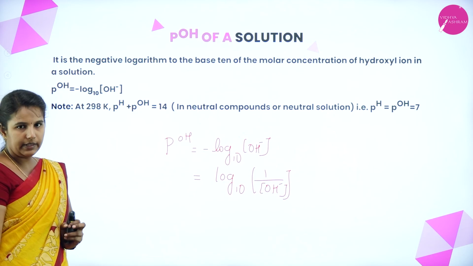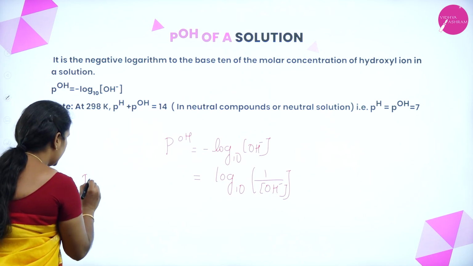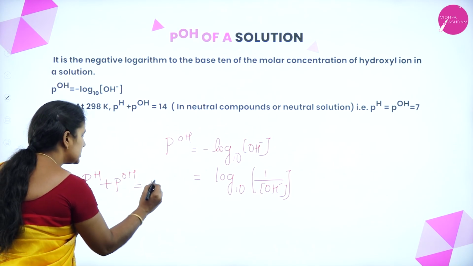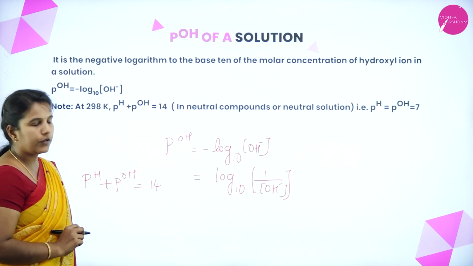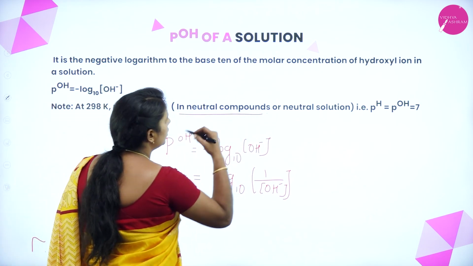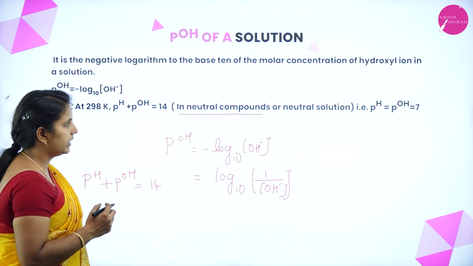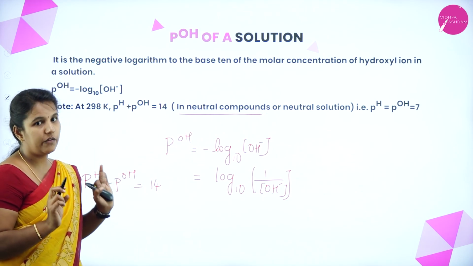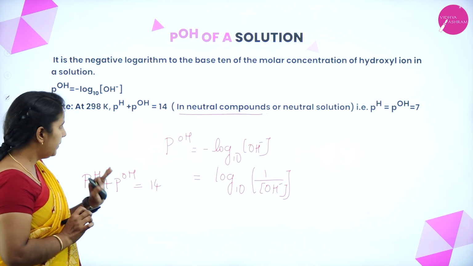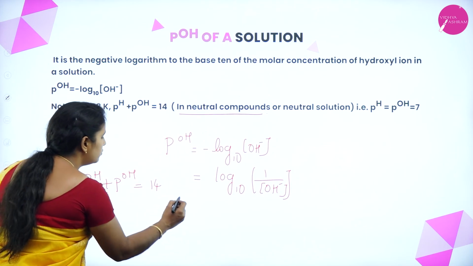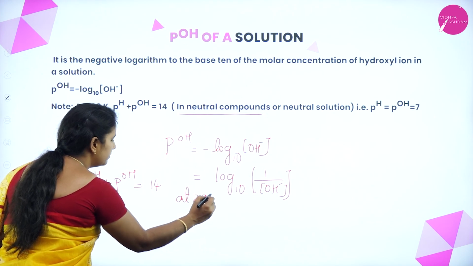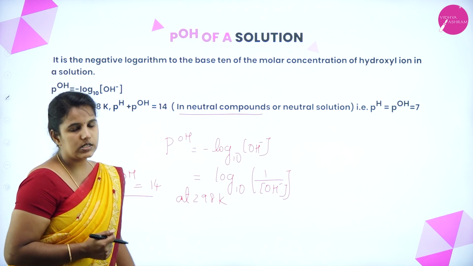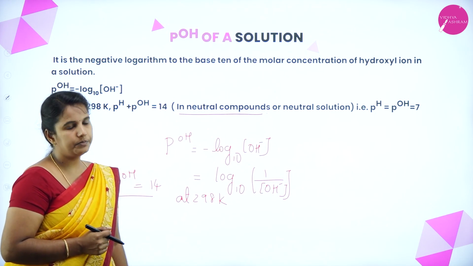At 298 Kelvin, you can say that the pH of the solution plus the pOH of the solution is equal to 14. Okay. So in a neutral solution, you can say that the pH is equal to the pOH, and each is equal to 7 only in the neutral solution. But in general, when you are talking at 298 Kelvin, pH and pOH will always add up to 14, which is nothing but the pH scale number.